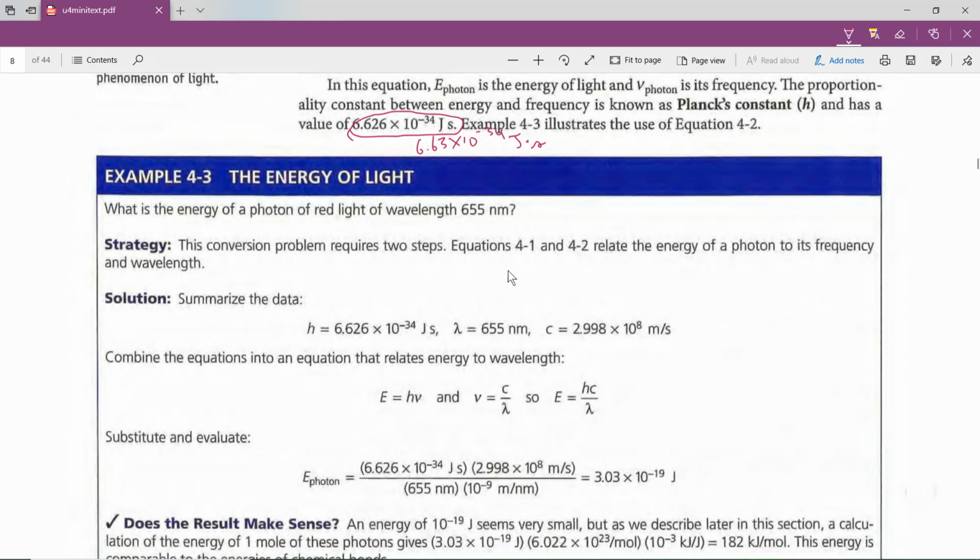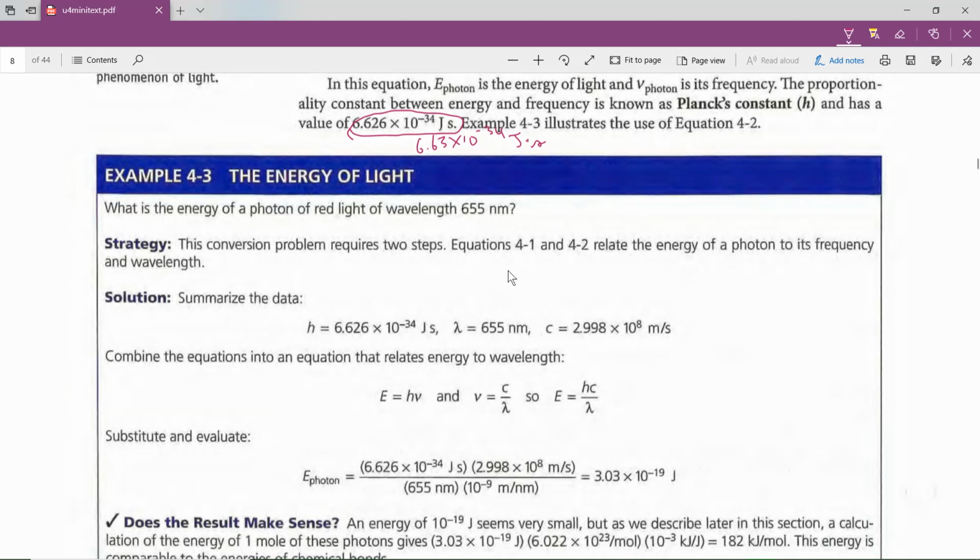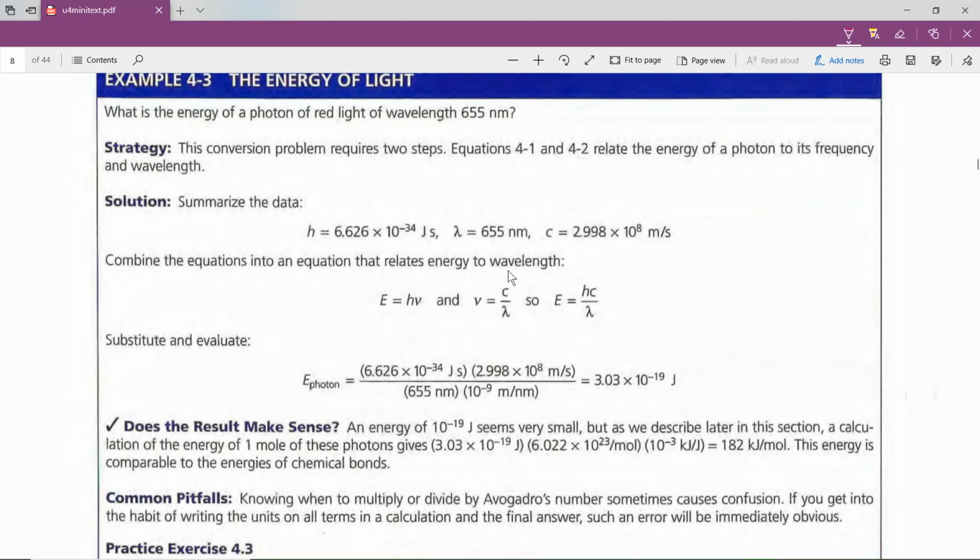Anyways, let's try an example together and then a practice exercise. Let's try that one together too, and then try some photoelectric effect calculations. So what's the energy of a photon with red light of wavelength 655 nanometers? And let's also get the frequency while we're at it.